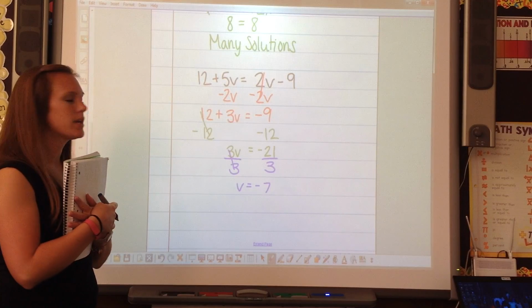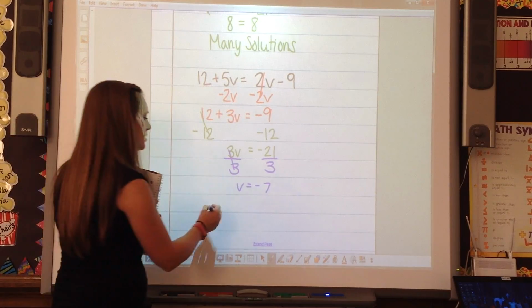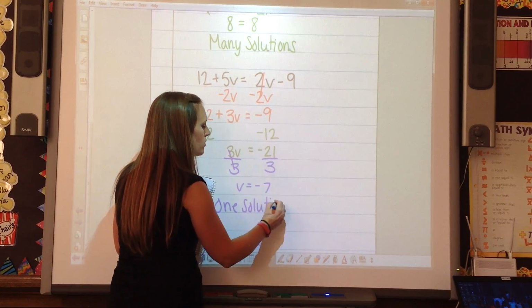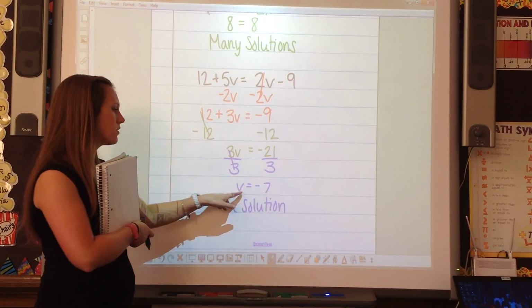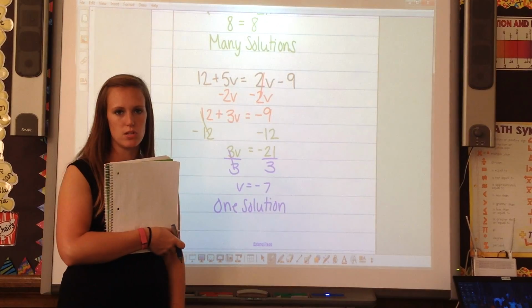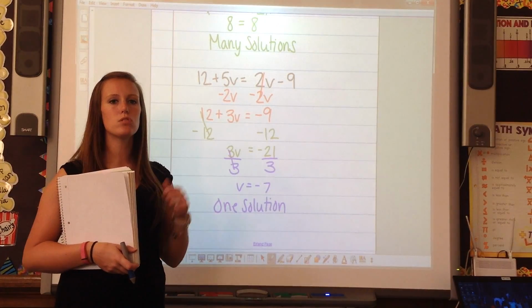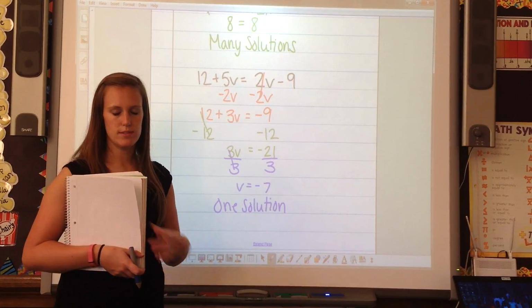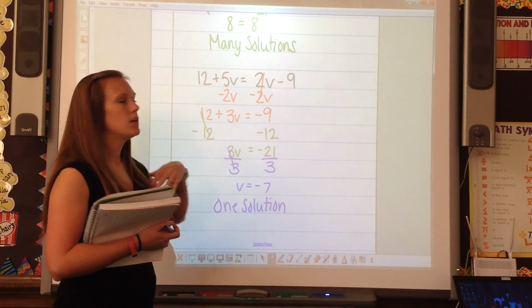When your variables don't cancel out, you have one solution. When you have one solution, you're going to write b equals -7 as your answer. If you get no solution or many solutions, your answer is no solution or many solutions. We're going to do more of these in class tomorrow.